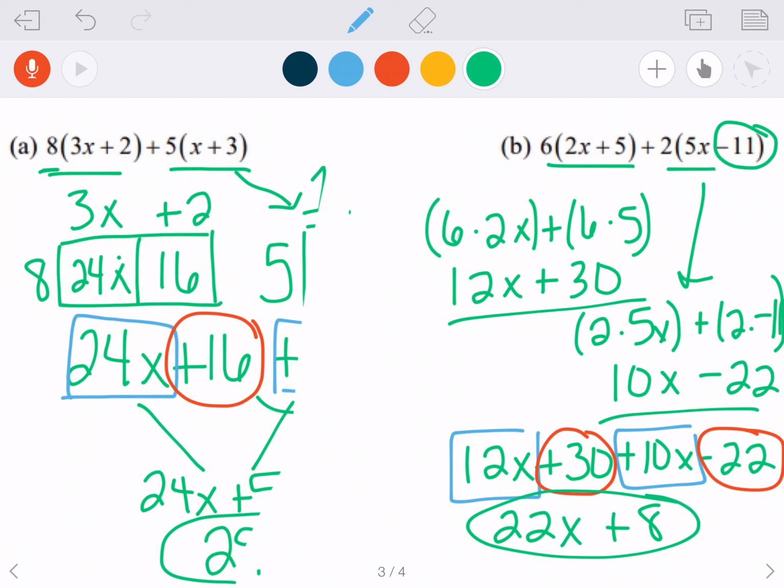So that is complex expressions. Make sure that you do the practice for this, and we will go over a little bit more later. Good luck, guys.